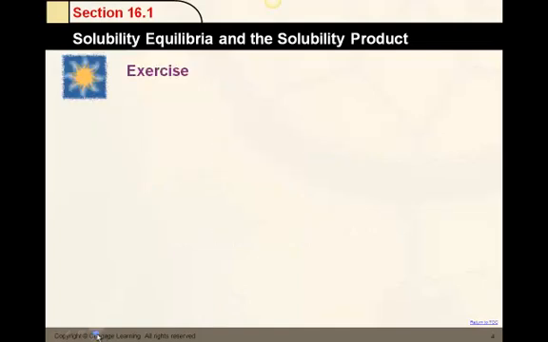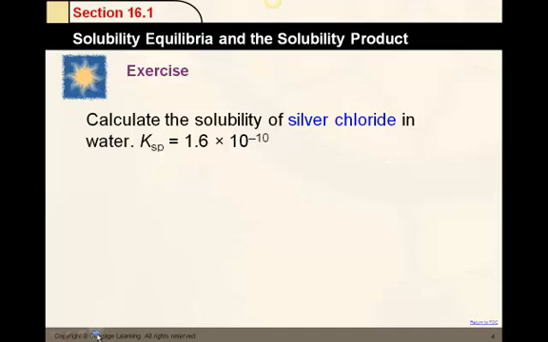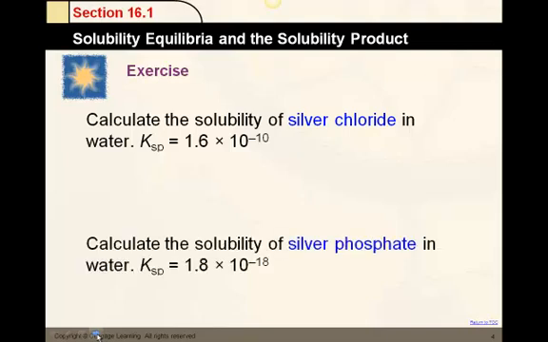So here is an example. Calculate the solubility of silver chloride in water, and the Ksp is 1.6 times 10 to the negative 10. And then we're going to calculate the solubility of silver phosphate in water, and the Ksp is 1.8 times 10 to the negative 18. So let's see what the solubility is. Now you can see the Ksp values of silver chloride and of silver phosphate are very different. Clearly silver phosphate looks like it's not very soluble because the number is 1.8 times 10 to the negative 18. So now we need to calculate the solubility.